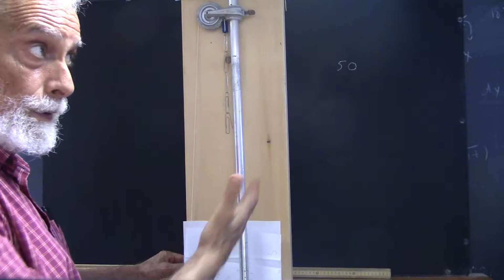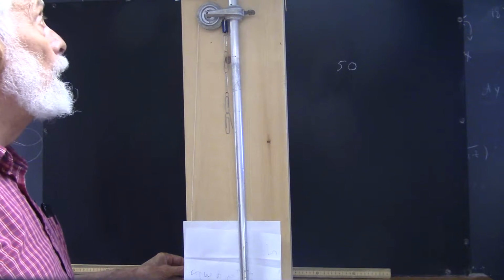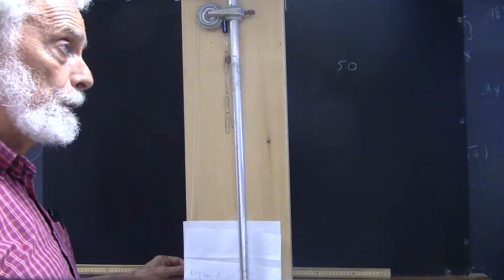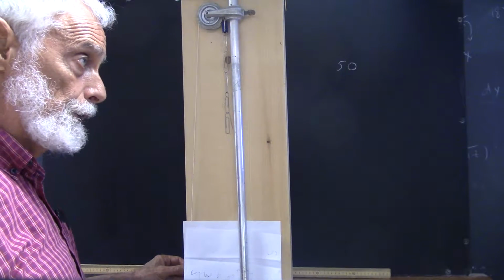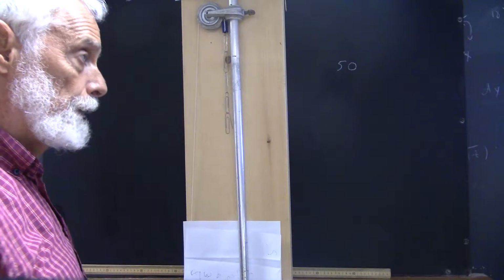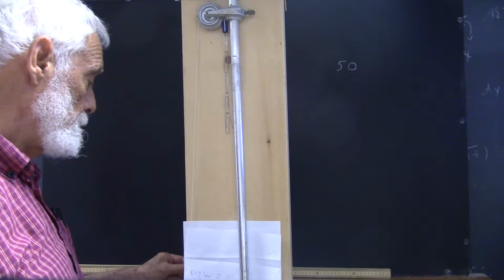Behind this board is another board, and I've got a pendulum suspended. Here's the pendulum. You can't see anything except whether the pendulum appears on this side of the board or not. And if I release the pendulum, you see that the pendulum does appear on the other side of the board.